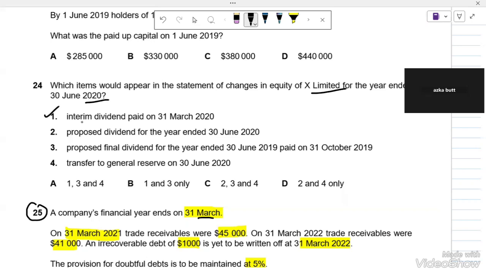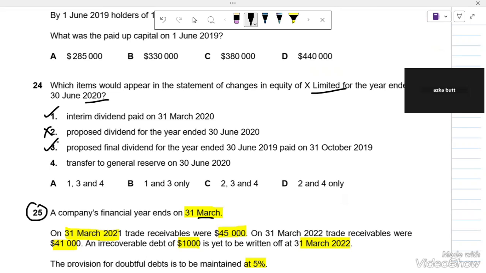The next one is the proposed dividend for the year ended 30th June 2020. Proposed dividends are not included in the statement of changes in equity until they are declared and paid. So therefore, this would not appear. The third one is the proposed final dividend for the year ended 30 June 2019, paid on 31st October 2019. Since this dividend was declared and paid, it would appear in the statement of changes in equity for the year ended 30 June 2020.